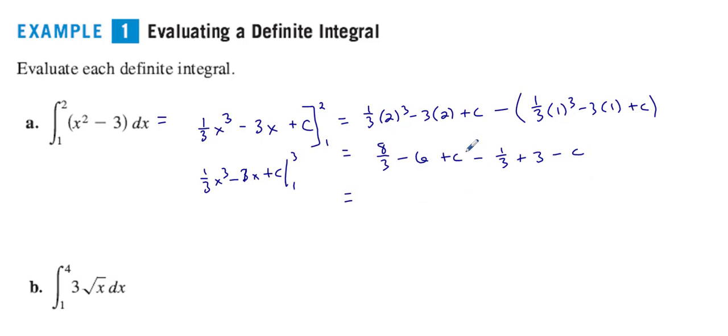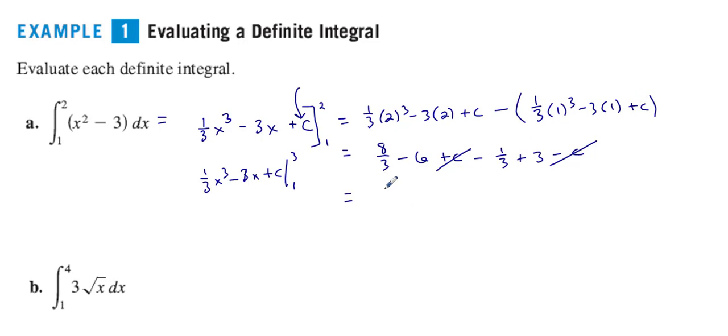Well, look what happens to the c's, guys. Those arbitrary constants, they always cancel. So when evaluating a definite integral, you do not have to put plus c anymore. For definite integrals, you do not need to put plus c, because why? We found out it's always going to cancel.